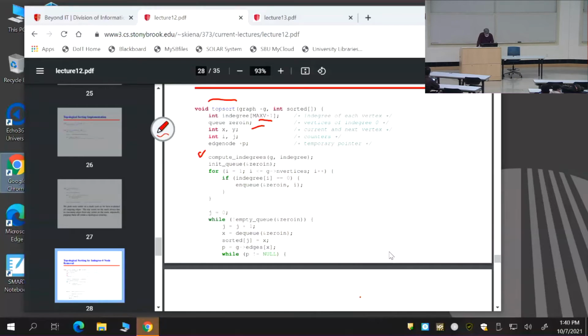What am I going to do? First, compute the in degrees of every vertex. How many edges go into each vertex? Now is this easy or hard? Let's think about it. If we have a DAG, how do you compute the in-degree of a vertex? Okay. How do you compute the out-degree of a vertex if you have an adjacency list representation? What's the out-degree of a vertex?